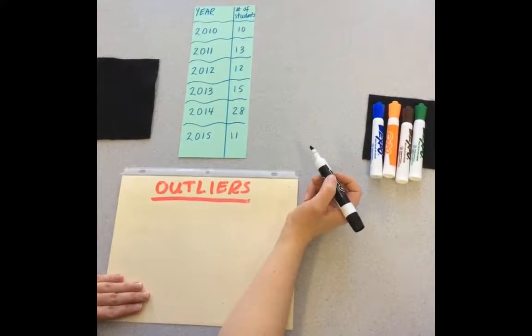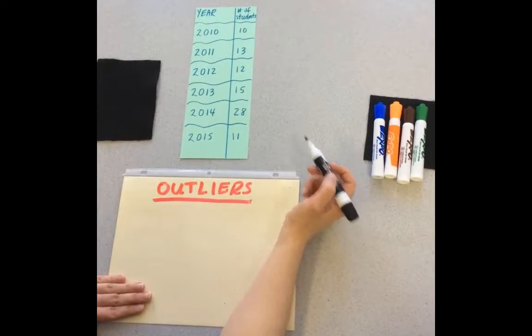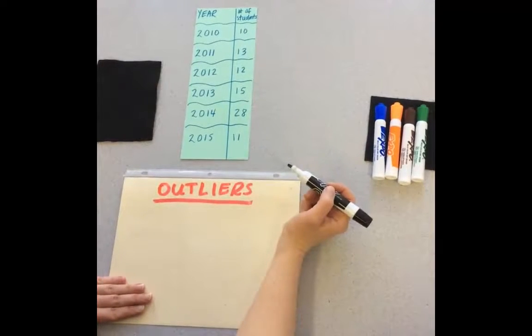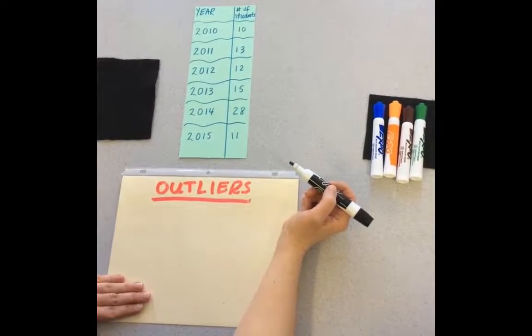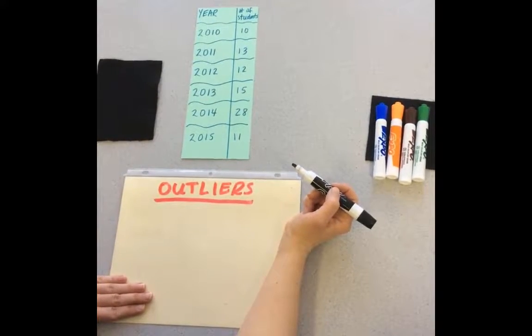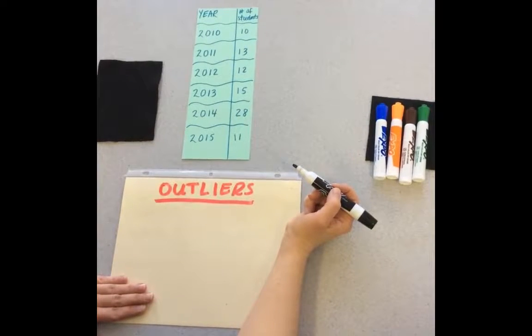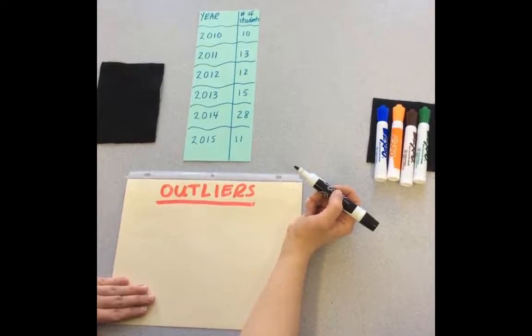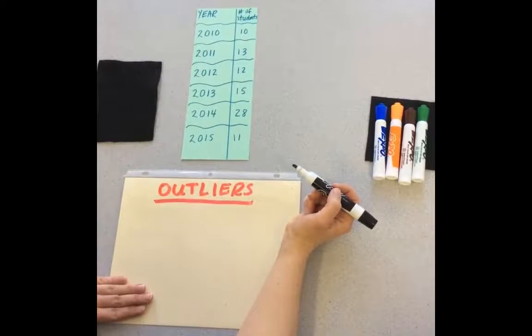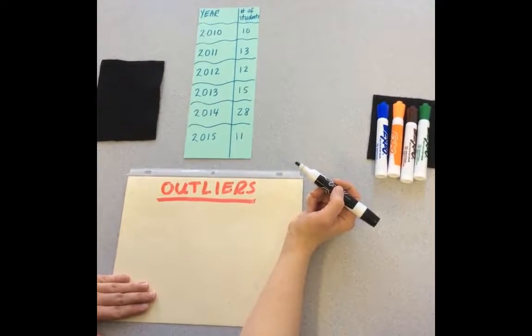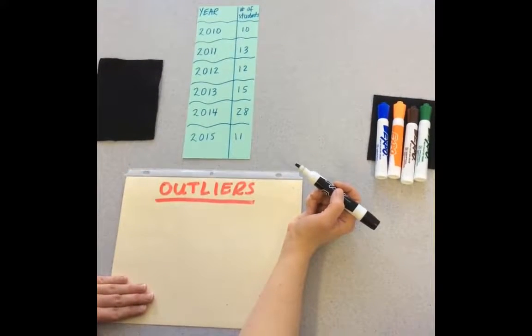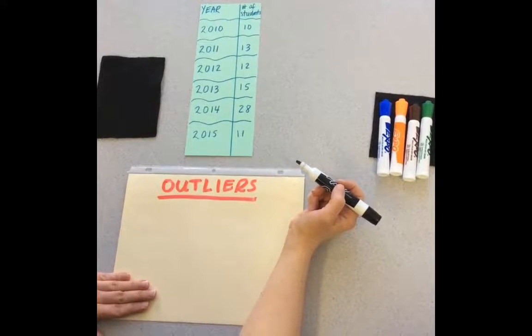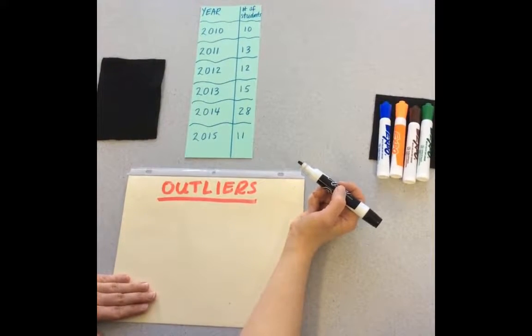Let's have a look. In 2010, we had 10 students in the talent show. In 2011, we had 13. In 2012, we had 12. In 2013, we had 15. In 2014, we had 28. And in 2015, we had 11. Okay, so let's have a look.